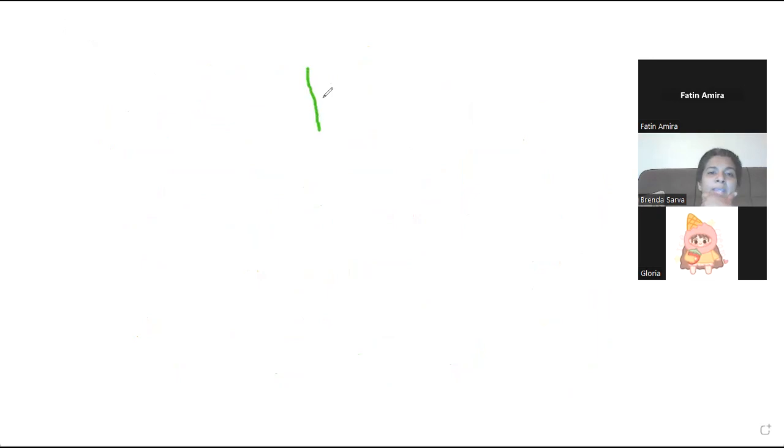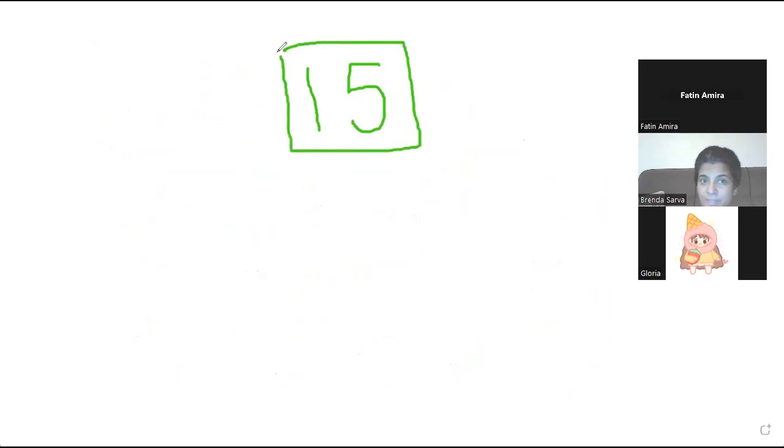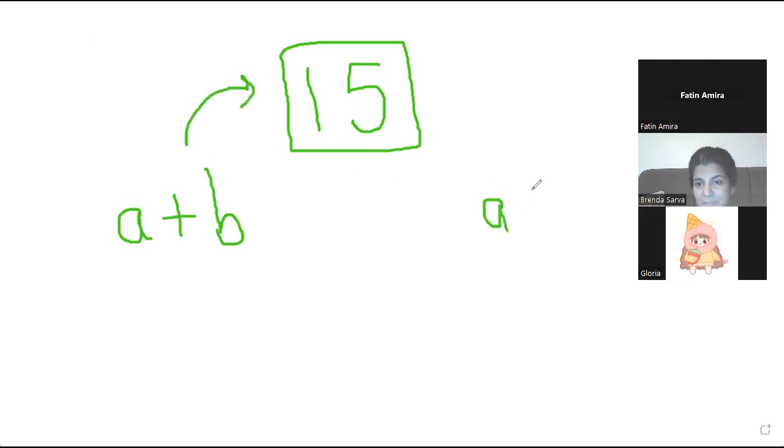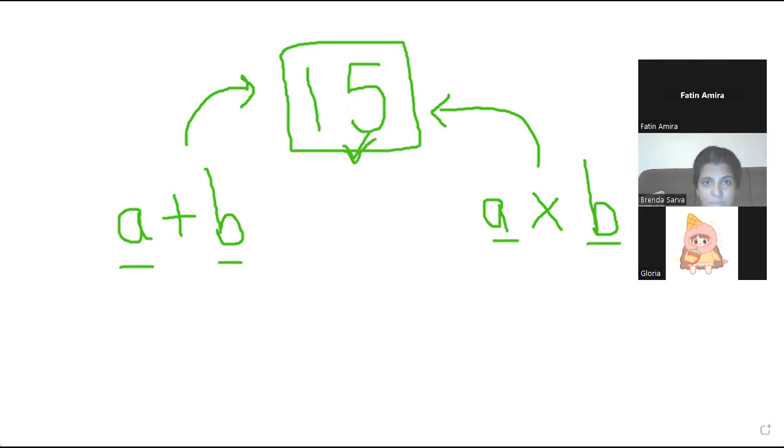Let's say I have this number 15. I want you to think of two numbers that if I add them up, I will get 15, and if I multiply them, I will also get 15. Try now. Tell me two numbers. Put it in the chat.